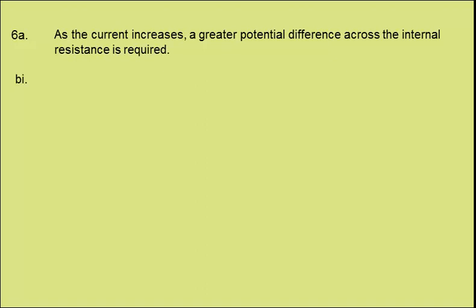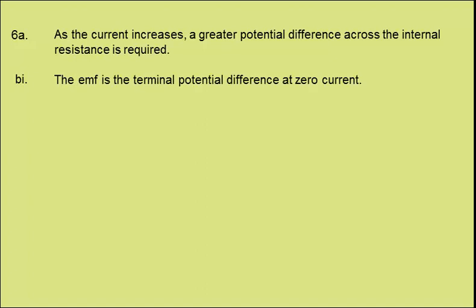In B part 1, we need to use the graph to find the EMF of the cell. Well, the EMF is the terminal potential difference at zero current. This is the y-intercept, which occurs at 1.52 volts.